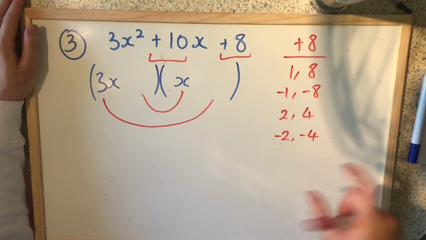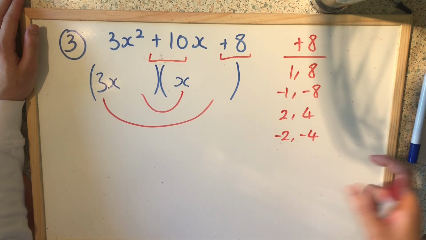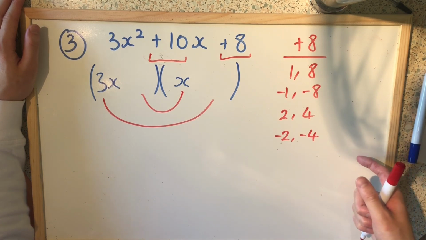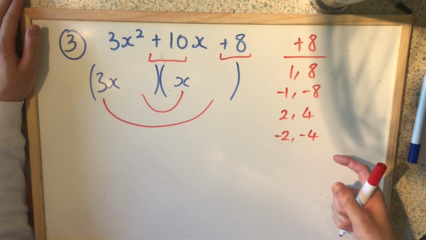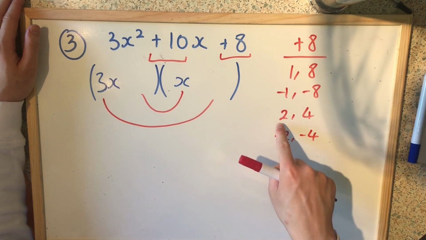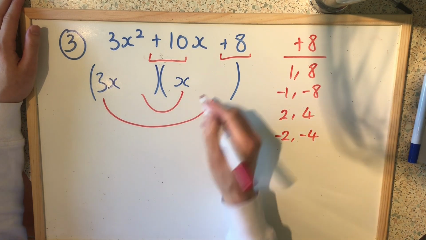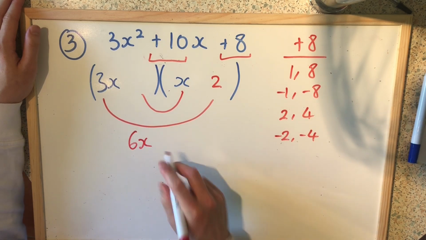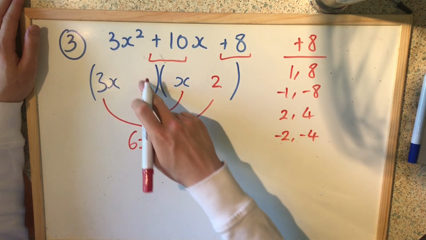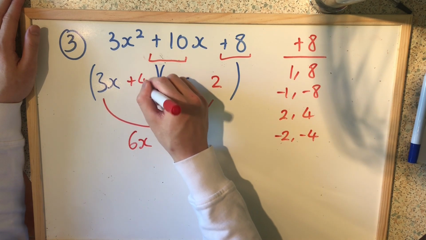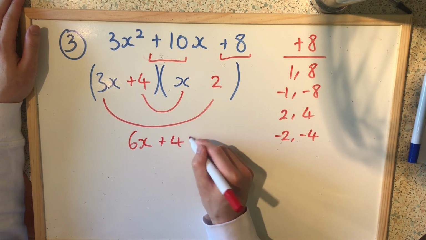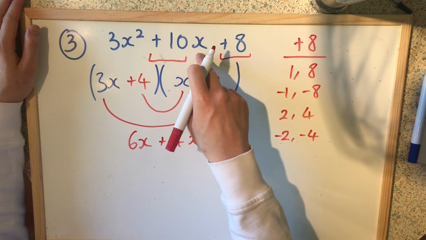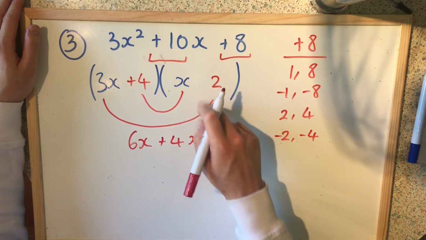And here you might just have to do a bit of trial and error a few times. But I can see straight away that if I take 3 lots of positive 2, so I put 2 there, 3 lots of positive 2 gives me 6x, and 1 lot of positive 4, which is 4x, that will give me my 10x. So that's the answer.